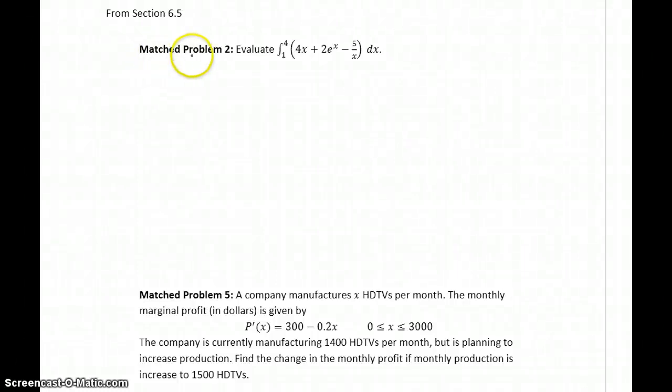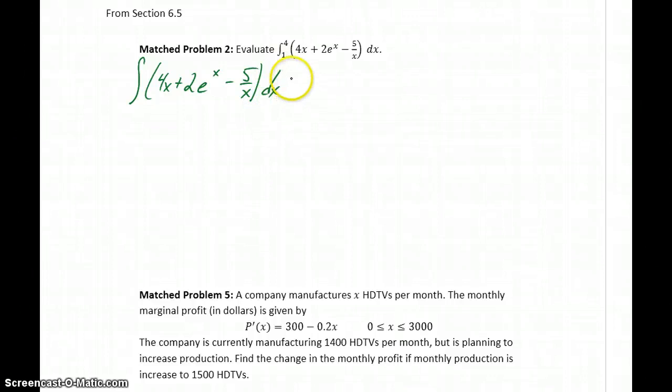Now we have another match problem 2, but in this case we're skipping ahead to section 6.5. In this problem we want to evaluate the definite integral for this given function over 1 to 4. So the first thing to do is find the indefinite integral of our given function. We want the indefinite integral of 4x plus 2e to the x minus 5 over x dx.